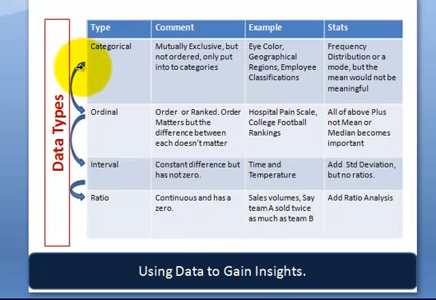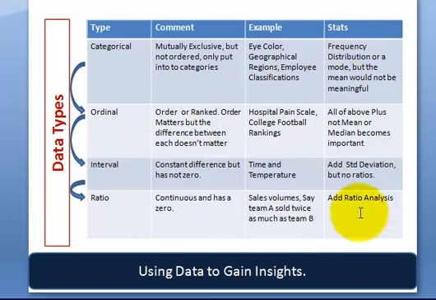The next chart just shows how these build on each other. A comment, right? We talked about categorical being mutually exclusive, but you can't order. Ordinal, you can order and rank them, but the difference between each one may not be the same. Interval, there's a constant difference between each number, a constant interval, but there is no zero, so you can't make any comparison. And ratio is continuous and there is a zero. We talked about examples like eye color and region for categorical, college football rankings for ordinal, time and temperature for interval, and for ratio, sales volume, where we can compare.